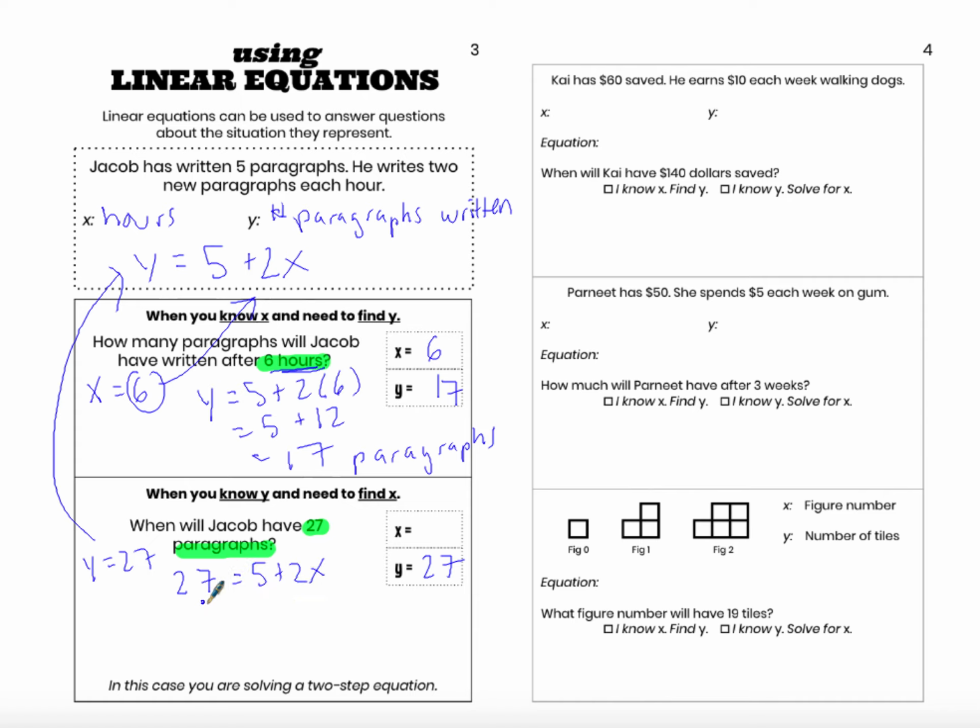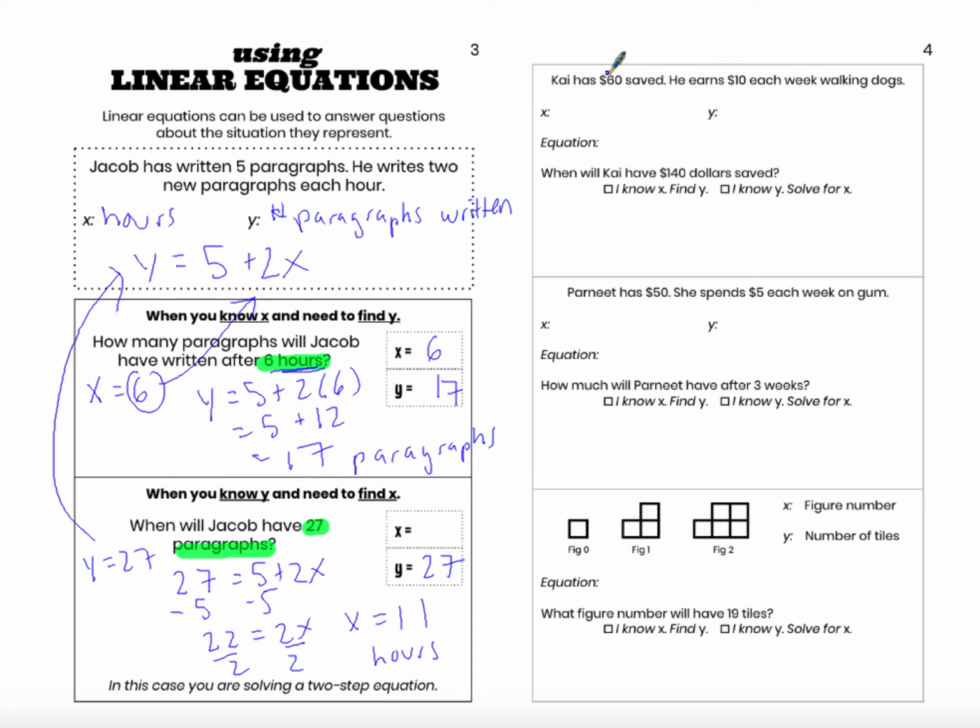And now when I'm given y, I have a 2-step equation to solve. Subtracting 5 from both sides, dividing by 2, and I have 11. X equals 11. So after 11 hours, Jacob will have written 27 paragraphs. So in our classwork, you will be given a situation and a follow-up question down here, and then you'll be using your equation to answer that question.